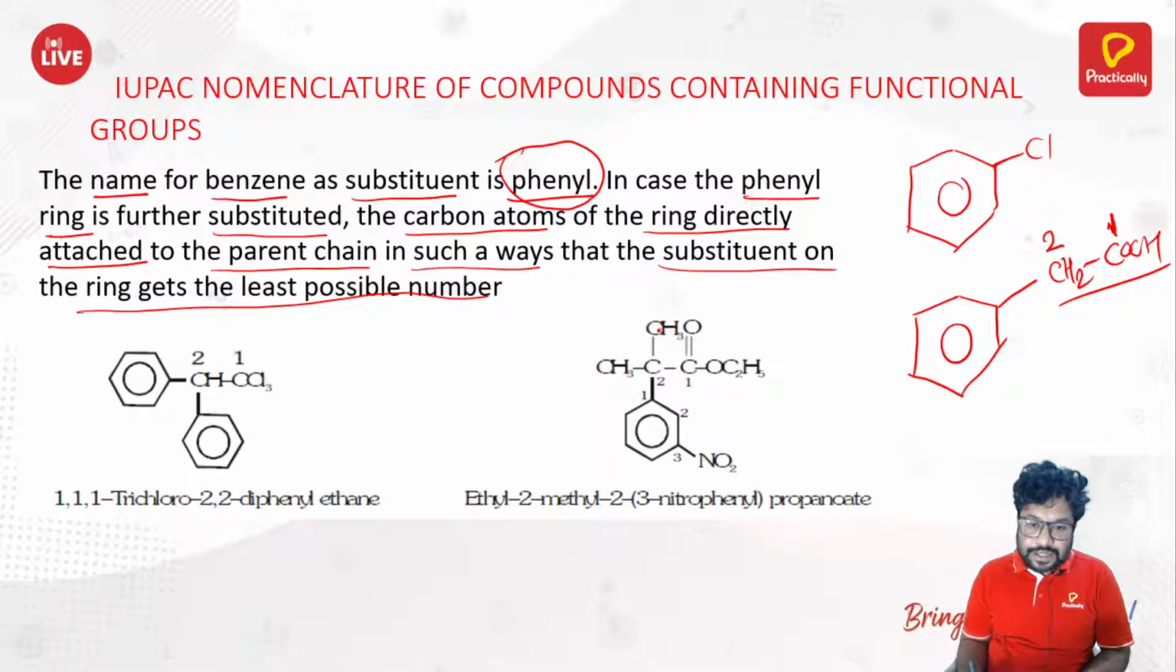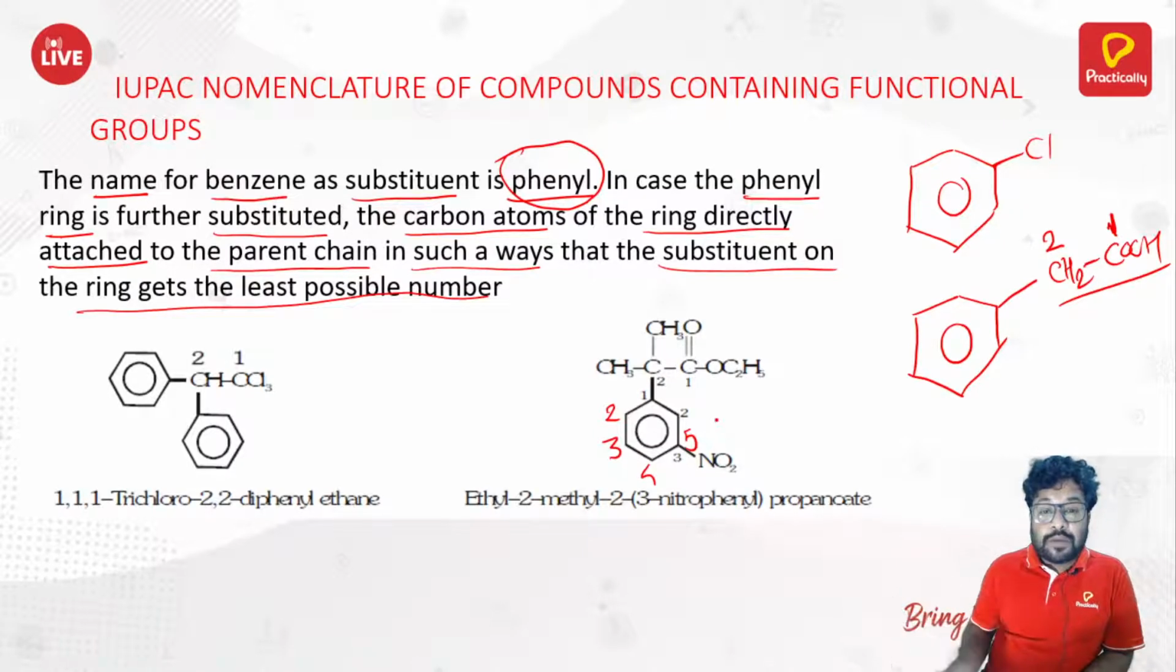This CH3 is a substituent. Now, at the third position of the benzene ring you have a nitro group. If you start counting from this side, you would get 1, 2, 3, 4, 5. If you counted from the other side, the nitro would get the fifth position. But according to IUPAC, it should have as low a number as possible, and that is why you count from the right-hand side.